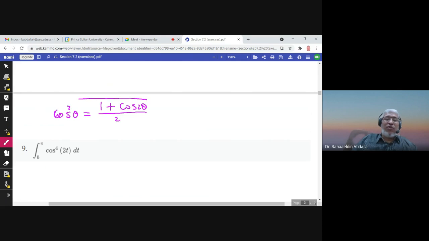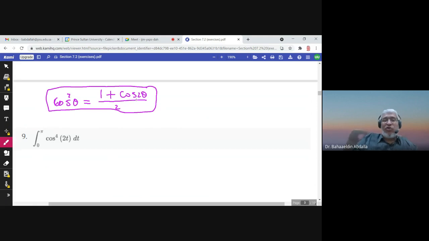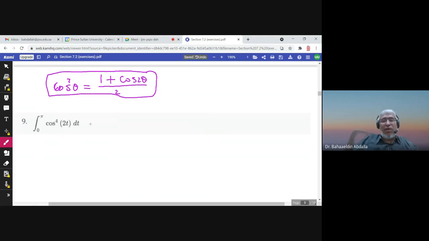So whenever you have cosine square or 4 or to the power 6, any even power, you have to use this formula immediately. So it is integral from 0 to pi. And cosine to the power 4 would be cosine squared to the power 2. So it's 1 plus cosine, and this is 2t, so it would be 4t over 2. This is cosine square. I raise it to the power 2, so it would be cosine to the power 4.